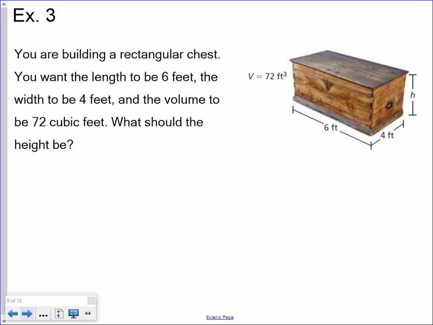This last problem says you're building a rectangular chest and you want the length to be 6 feet and the width to be 4 feet. The volume is to be 72 feet. What should the height be? So your volume formula is the area of the base times the height. I want the volume to be 72. What would the area of the base be here? Base times height. 6 times 4, 24. And then I want to know the height.